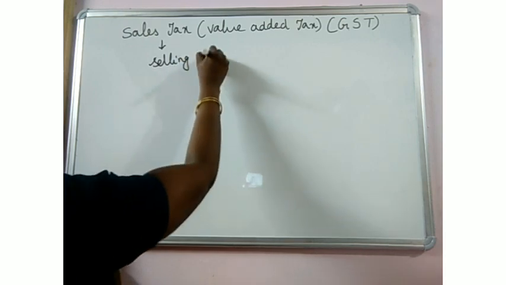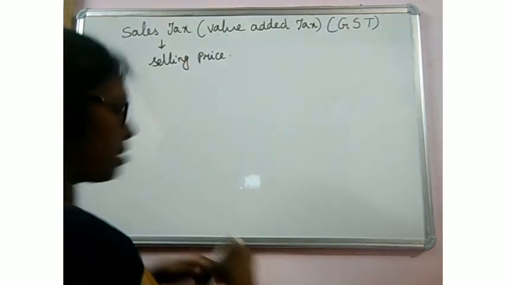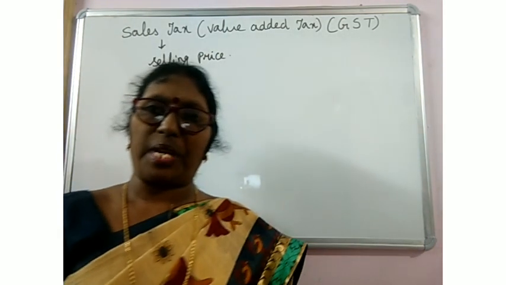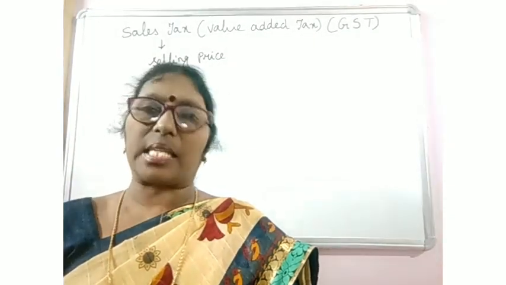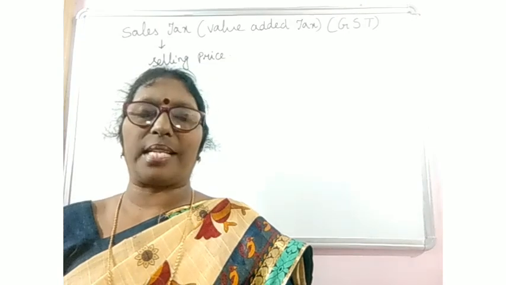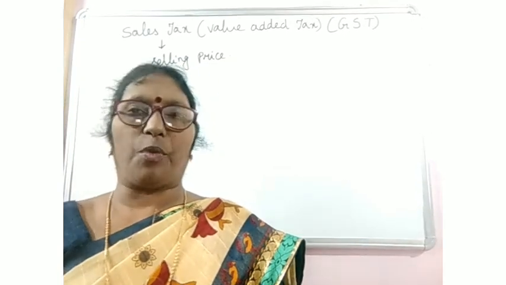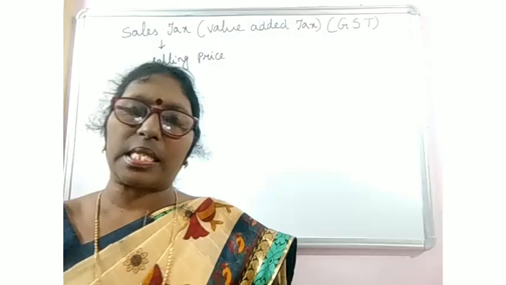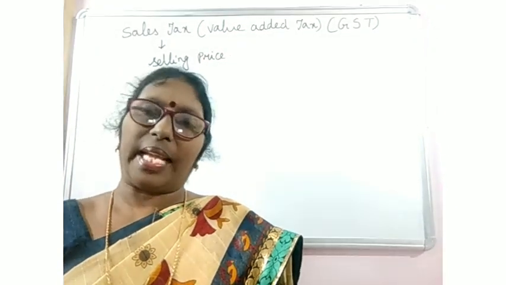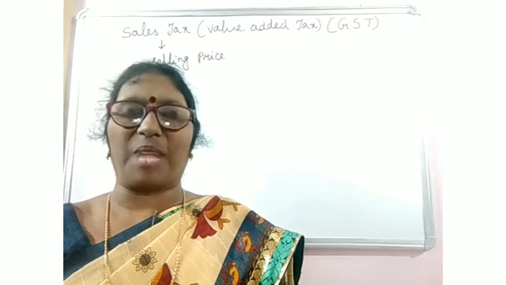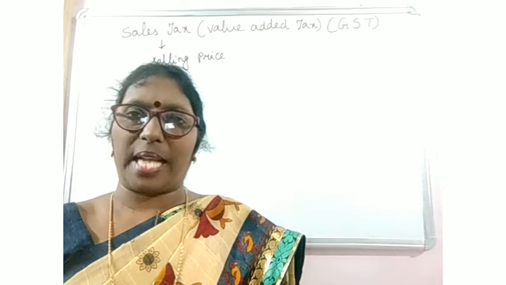So you remember children, in the previous classes you have learned profit, loss and all. Profit and loss are always calculated on the cost price. Just now I explained discount. Discount is calculated on the mark price. Sales tax is collected on the selling price or sales price.